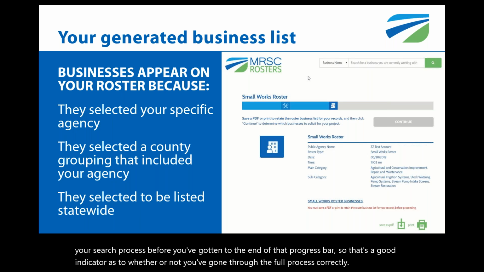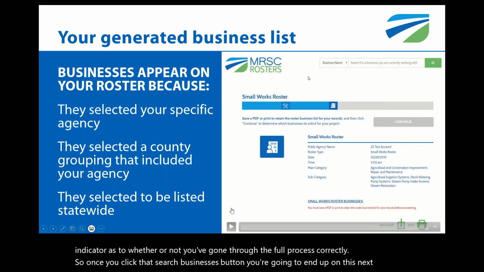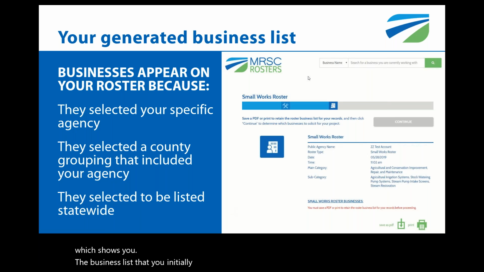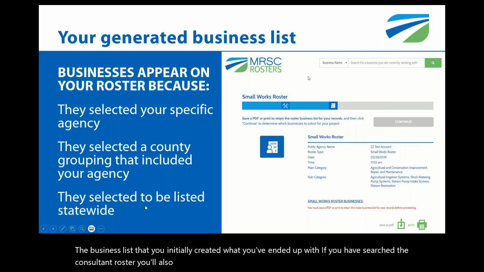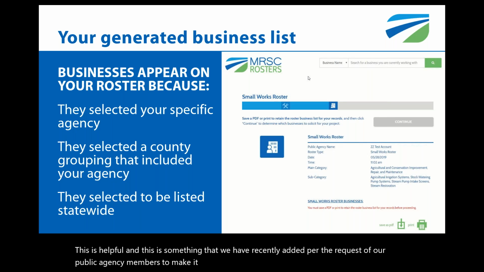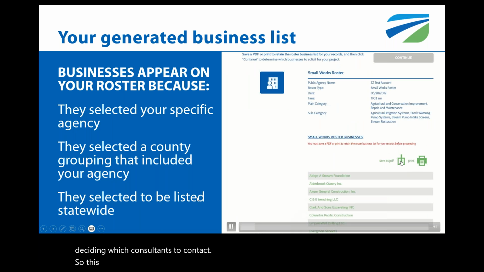So once you click that search businesses button, you're going to end up on this next page, which shows you the business list that you've initially created, what you've ended up with. If you have searched the consultant roster, you'll also be able to download all of the statement of qualifications documents within a zip file. This is helpful. This is something that we have recently added per the request of our public agency members to make it easier to grab those files, because those are crucial when deciding which consultants to contact. So this video, I'll show you what this page looks like.